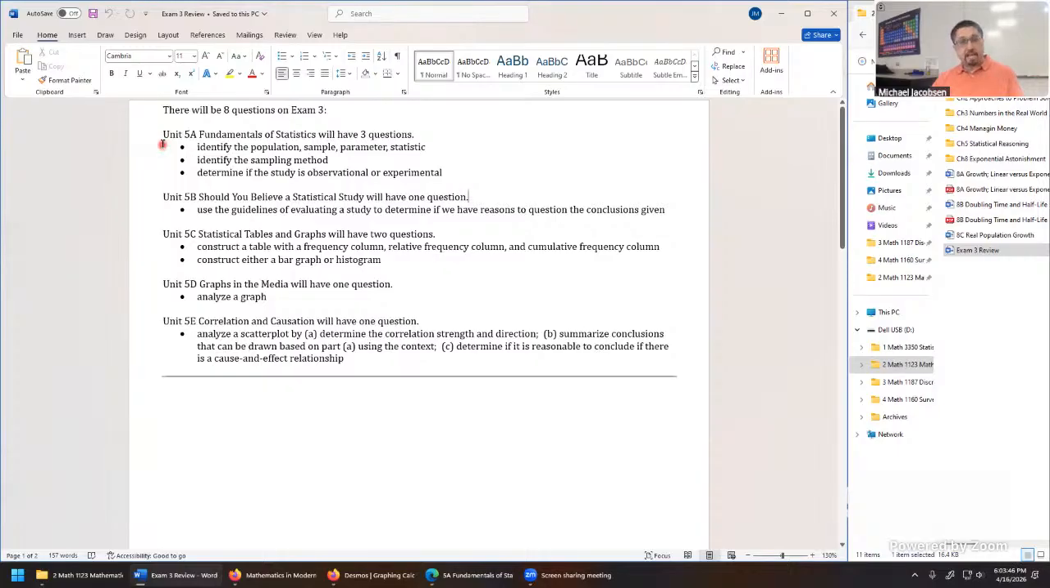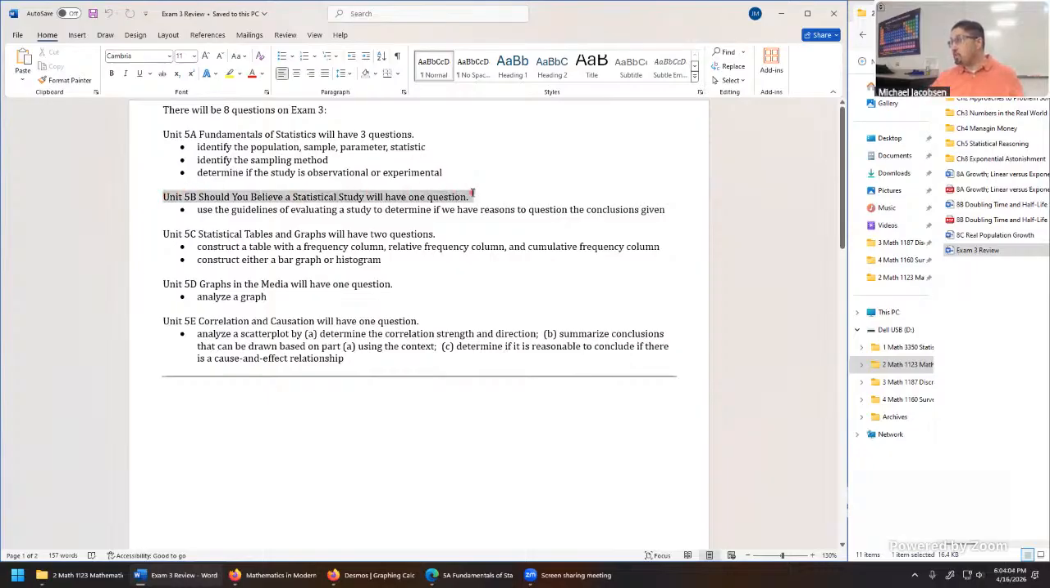Unit 5A will be a question on identifying population, sample, parameter, statistic. Another question on identifying the sampling method, whether it's a stratified sample, simple random sample, and so on. Determining if a study is an observational study or an experiment.